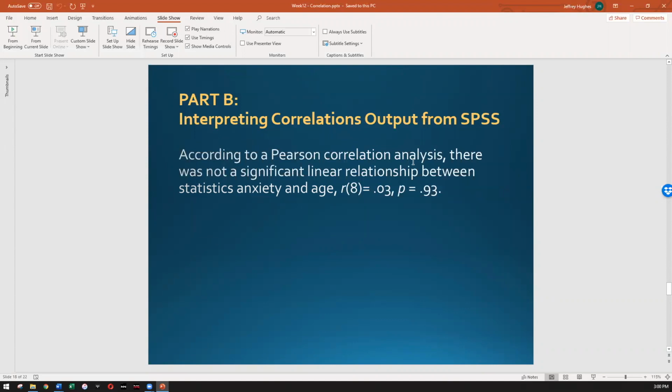When we don't use SPSS output, do we have to include the NS? That means not significant. Yes. Yeah, I would include the NS, p, just NS, not significant. Or you can also say p is greater than 0.05.